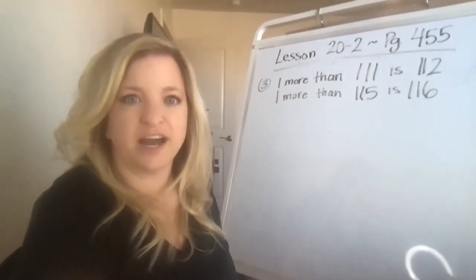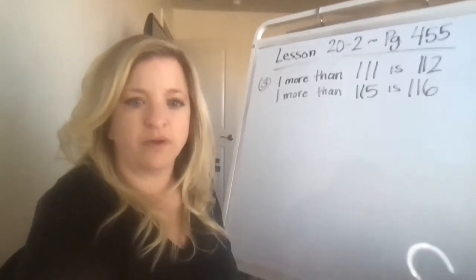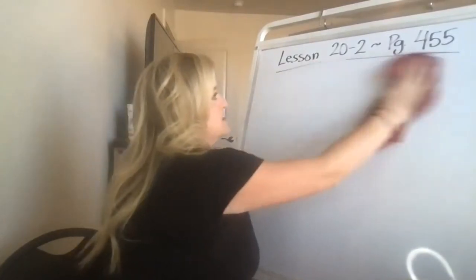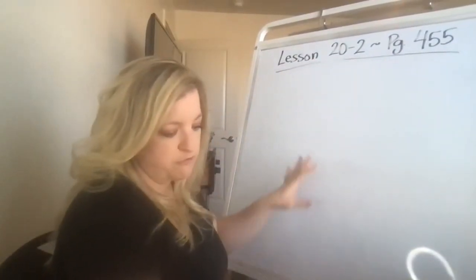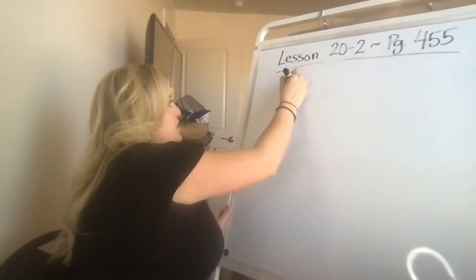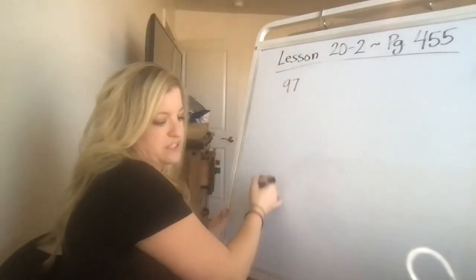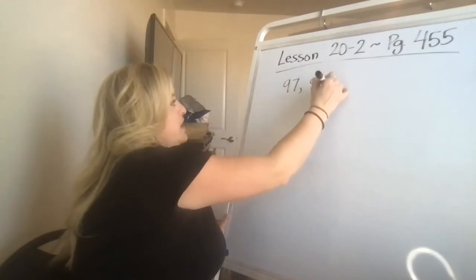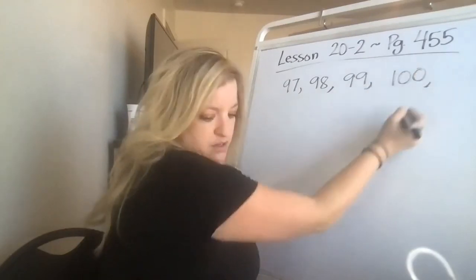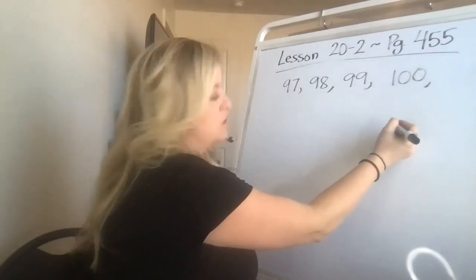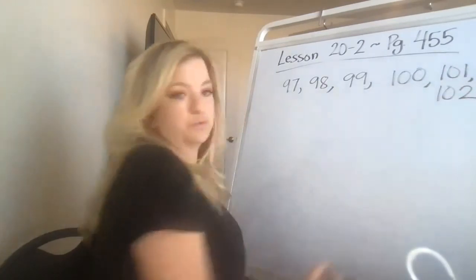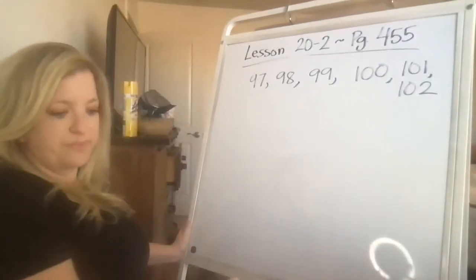All right, now we're going to keep going. We have just the last little bit to do. So for problem number 4, it says fill in the blanks, use the chart, count by ones, starting at 97. So we're going to count by ones. 97, 98, 99, 100, 101. I ran out of room. 102. Can you see all that?